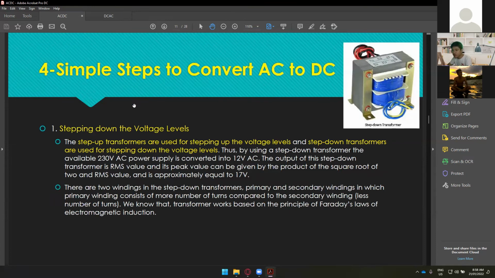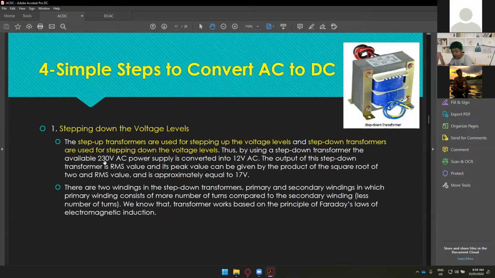And then we have here 4 simple steps, the different ways on how to convert an AC to DC. First, we have stepping down the voltage levels. Again, this one is the transformer. It could be a step up or a step down transformer. Again, from 230 volts or 250 volts, rather, since here in the Philippines we're using 220 volts. But the source where I got this one maybe is using 230 volts. Maybe this one is from Europe.